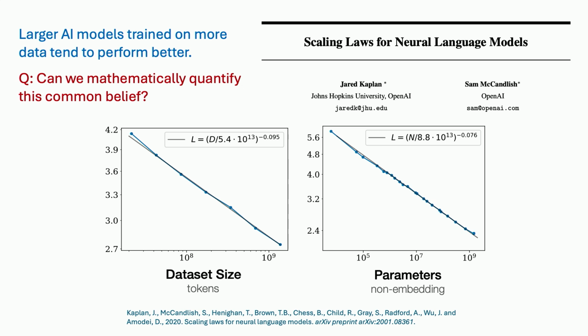So in AI, there is a common belief that larger AI models trained on more data tend to perform better. How much better is it? Can we give a mathematical quantification? In the paper on neuron scaling laws for large language models by OpenAI, they reported the scaling between the test error and several key parameters. Those are the data size, how many tokens we use to train the model, and also the number of parameters in the model.